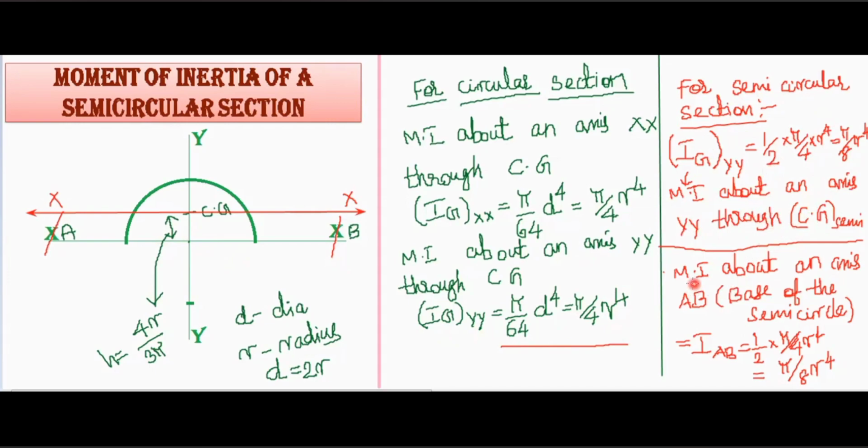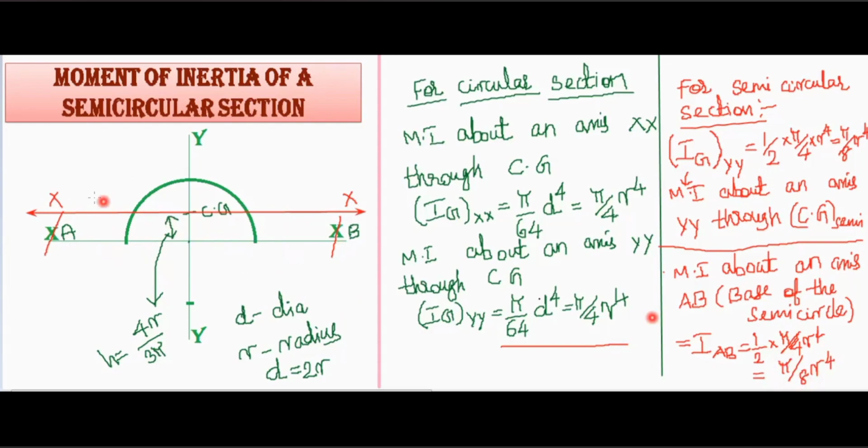Same way, moment of inertia about an axis AB, that is the base of the semicircle, is 1 by 2 multiplied by pi by 4 r power 4. That is also the same. It is half of the previous value of the XX axis passing through the center of gravity. That is also pi by 8 r power 4. When you simplify, we will get 0.393 r power 4.